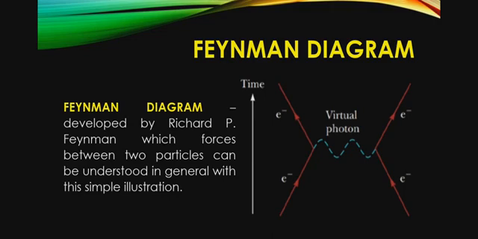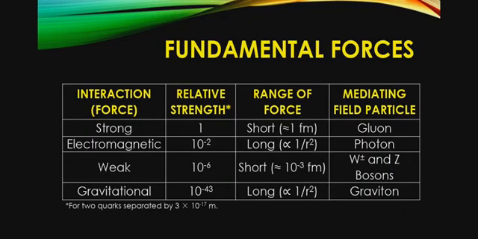The Feynman diagram, developed by Richard Feynman, shows that forces between two particles can be understood in general with a simple illustration. So, the forces are strong, electromagnetic, weak, and gravitational, with their relative strength, the range of the force, and the mediating field particle.